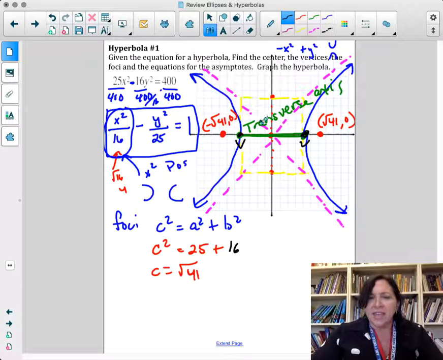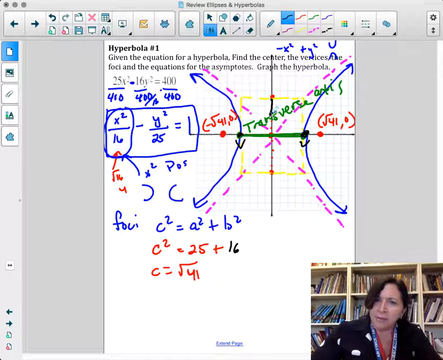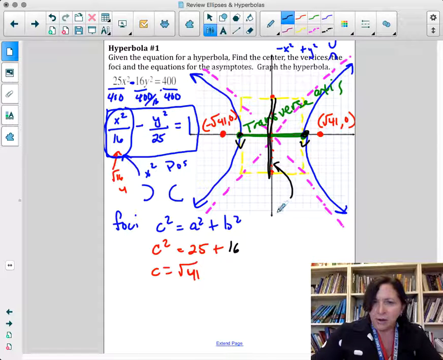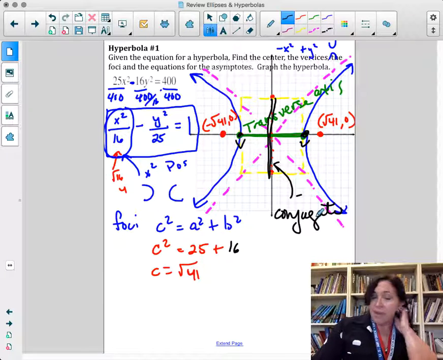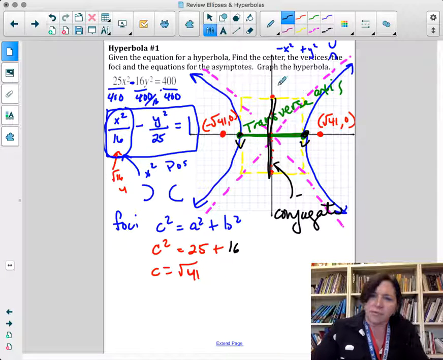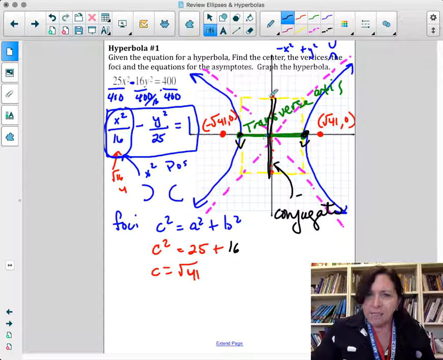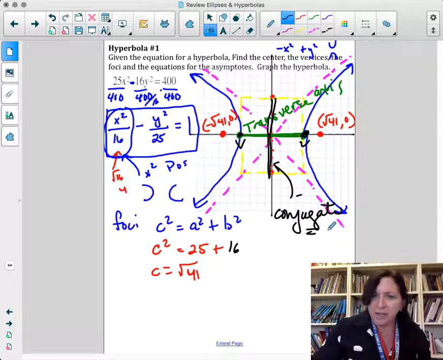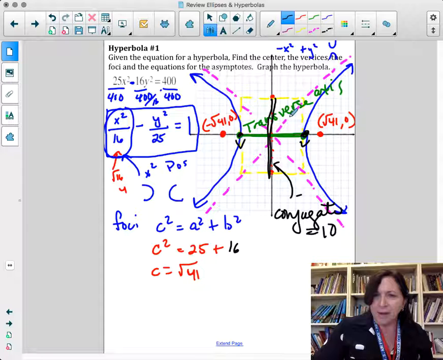The other axis actually has a name as well. This length here is called the conjugate axis. We don't really do anything with that other than they may give you a conjugate axis and ask you to come up with the equation. Sometimes you're going to be asked what the conjugate length is, and that would be just this length here times 2, which in this case would be 5 times 2, which is 10. So my conjugate axis is length 10, and my transverse axis has a length of 4 and 4, which is 8.